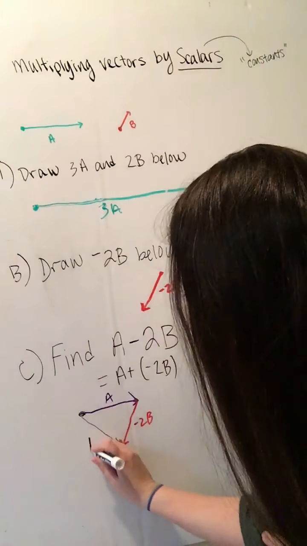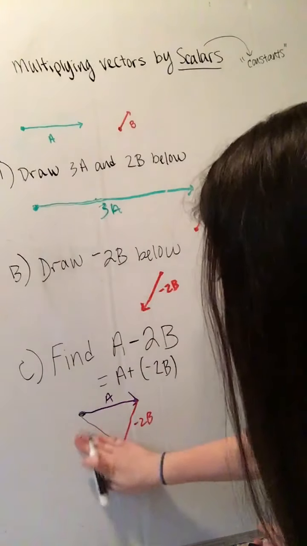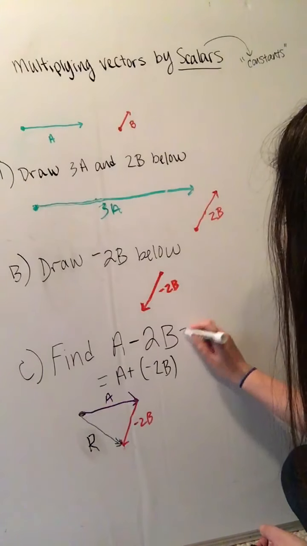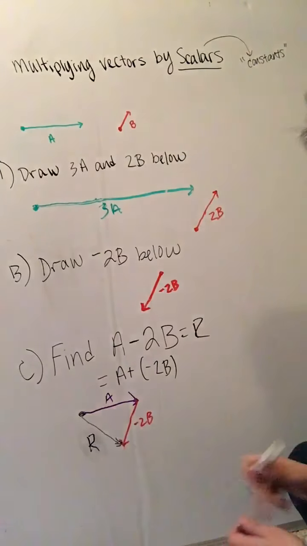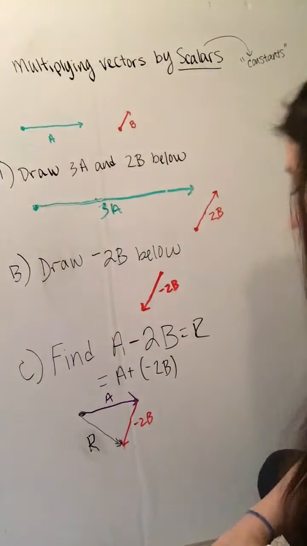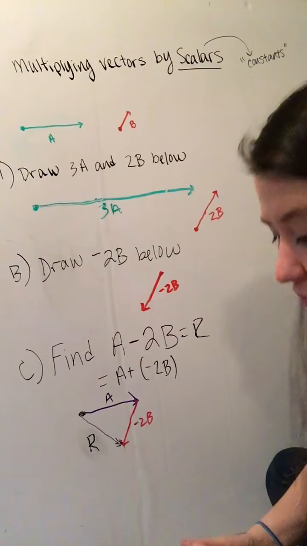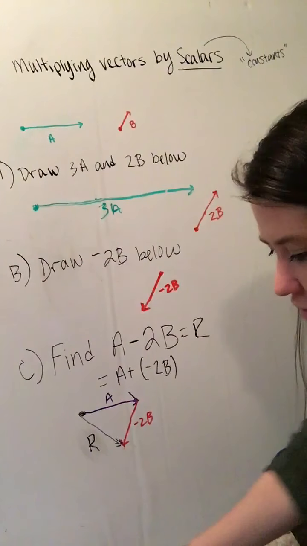So this is our resultant vector. Oops, I meant to put R. That's vector R, if we say that this is equal to R. So that's the geometrical interpretation of adding or subtracting A minus 2B. You get that vector right there. All right, that's pretty much it for this section.